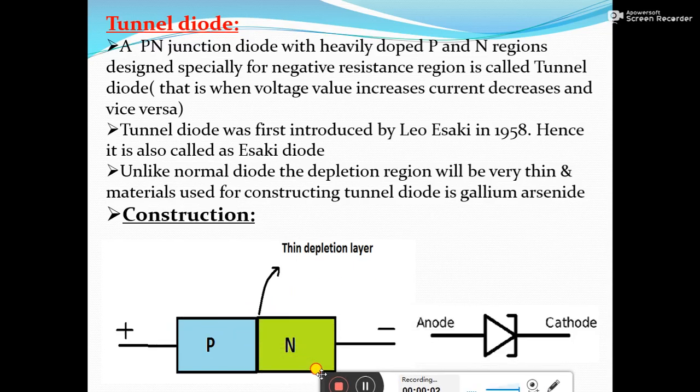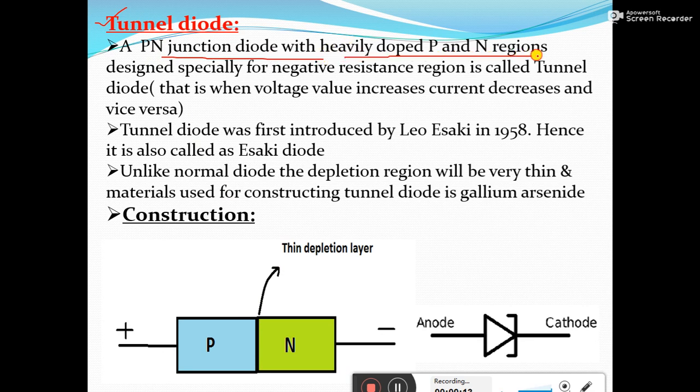So the next special semiconductor device is the tunnel diode. It is a PN junction diode with heavily doped P and N regions. A normal PN junction diode won't be heavily doped, but these are a special kind of diode where the P and N regions are heavily doped. They are designed specially for the negative resistance region, and such diodes are referred to as tunnel diodes.